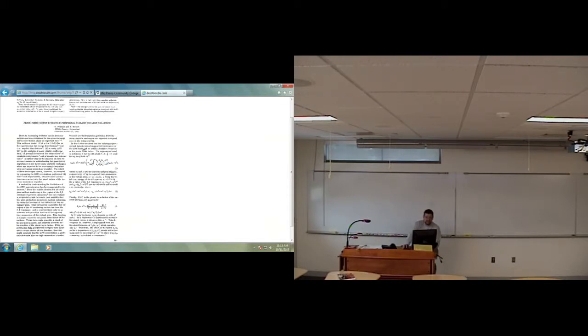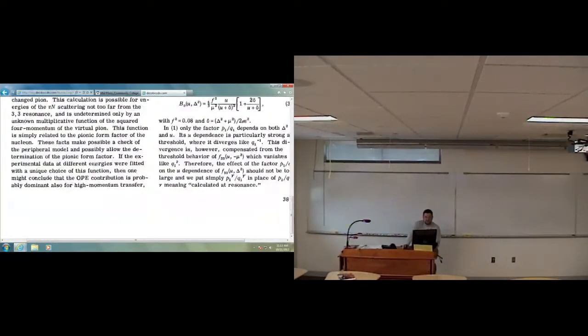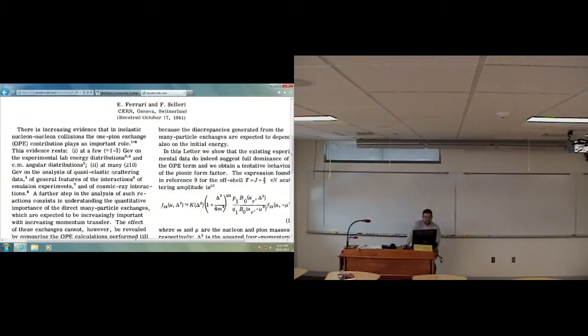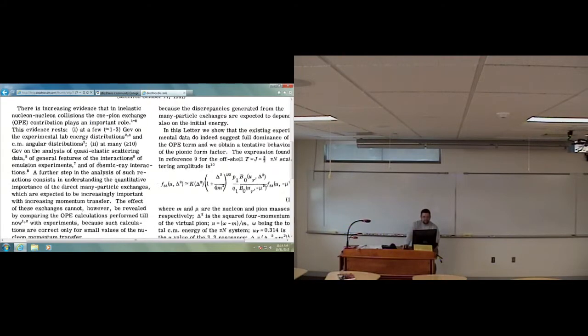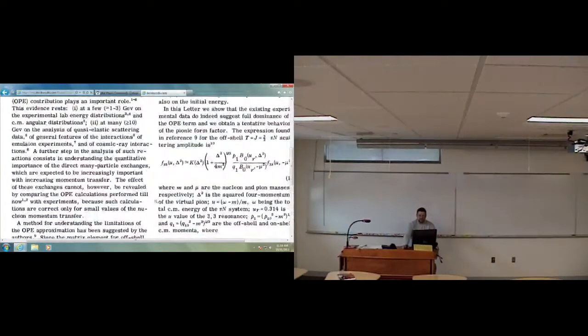It's very technical stuff. Notice though, at the beginning of this, there is just a lot of writing. So right here it says there is increasing evidence that in inelastic nucleon-nucleon collisions, one pion exchange contribution plays an important role. Okay? And there's essentially this paragraph that gives an overview of what they're doing. And usually they call that the abstract.